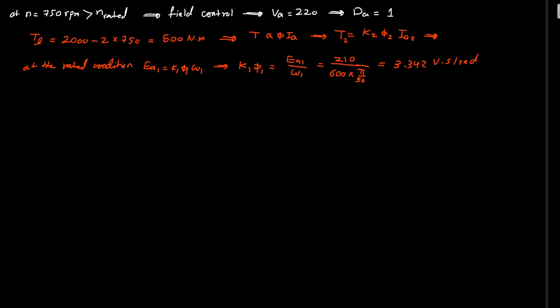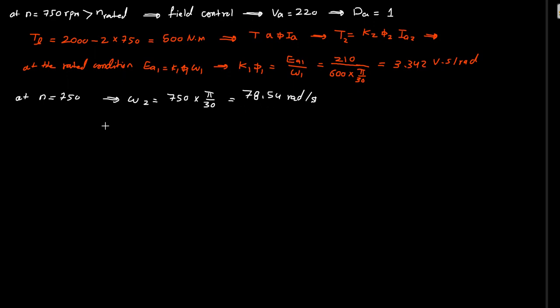Now at n equal 750, we can calculate the omega 2, which will equal 750 multiplied by pi over 30, and this will equal 78.54 rad per second.